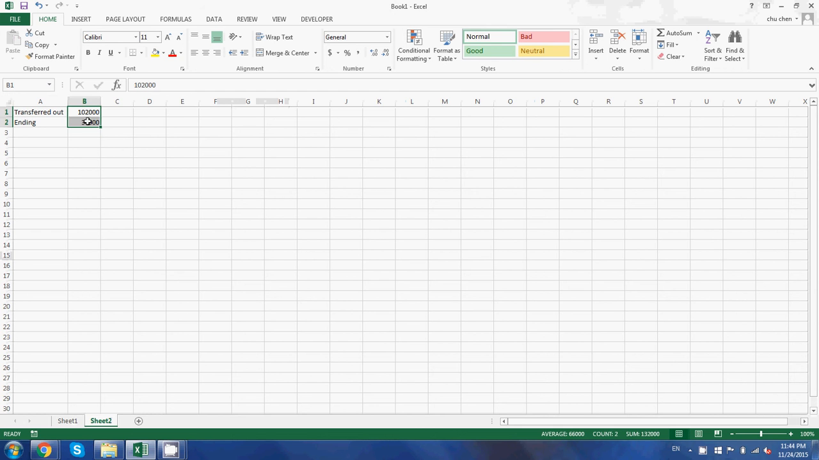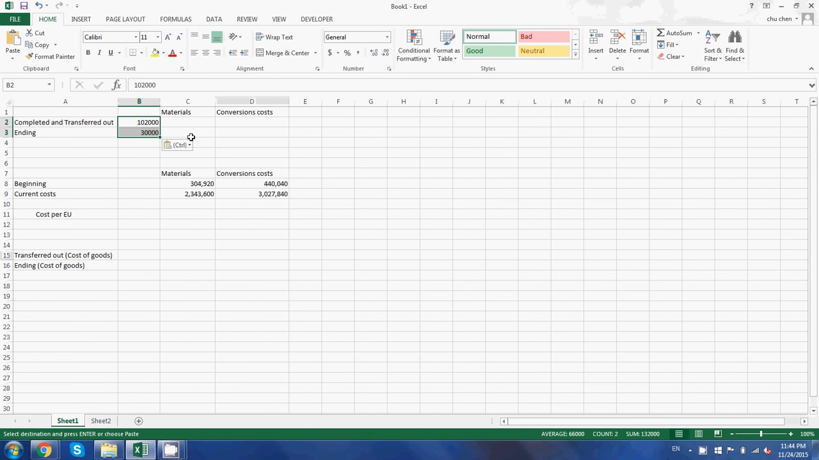Let me just copy this one right over here. Complete and transfer out. Here I give it a new name, I said complete and transfer out. But basically, you should know that when we talk about transfer out, it has to be completed, and that's why I write complete and transfer out. Actually, it's just transfer out, and ending is this much.